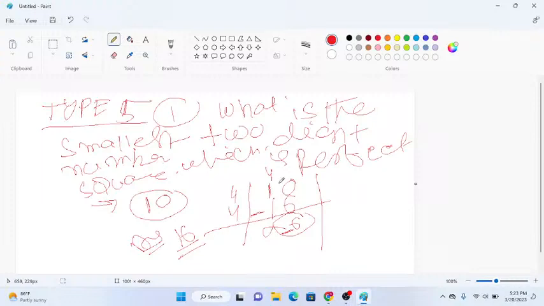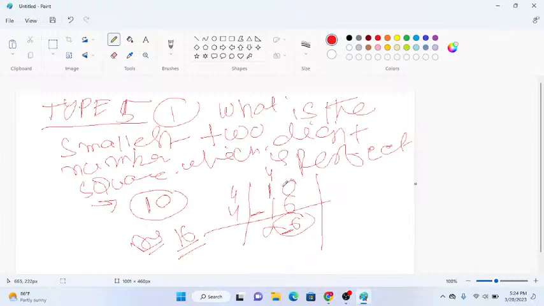Perfect square. The smallest number of two digits which is a perfect square. So we know the smallest two-digit number is 10. But this 10 is not a perfect square. So we have to add something so that it becomes a perfect square. It is a case of addition, as we explained in the type number three. So here, 10, just find what number we should add.